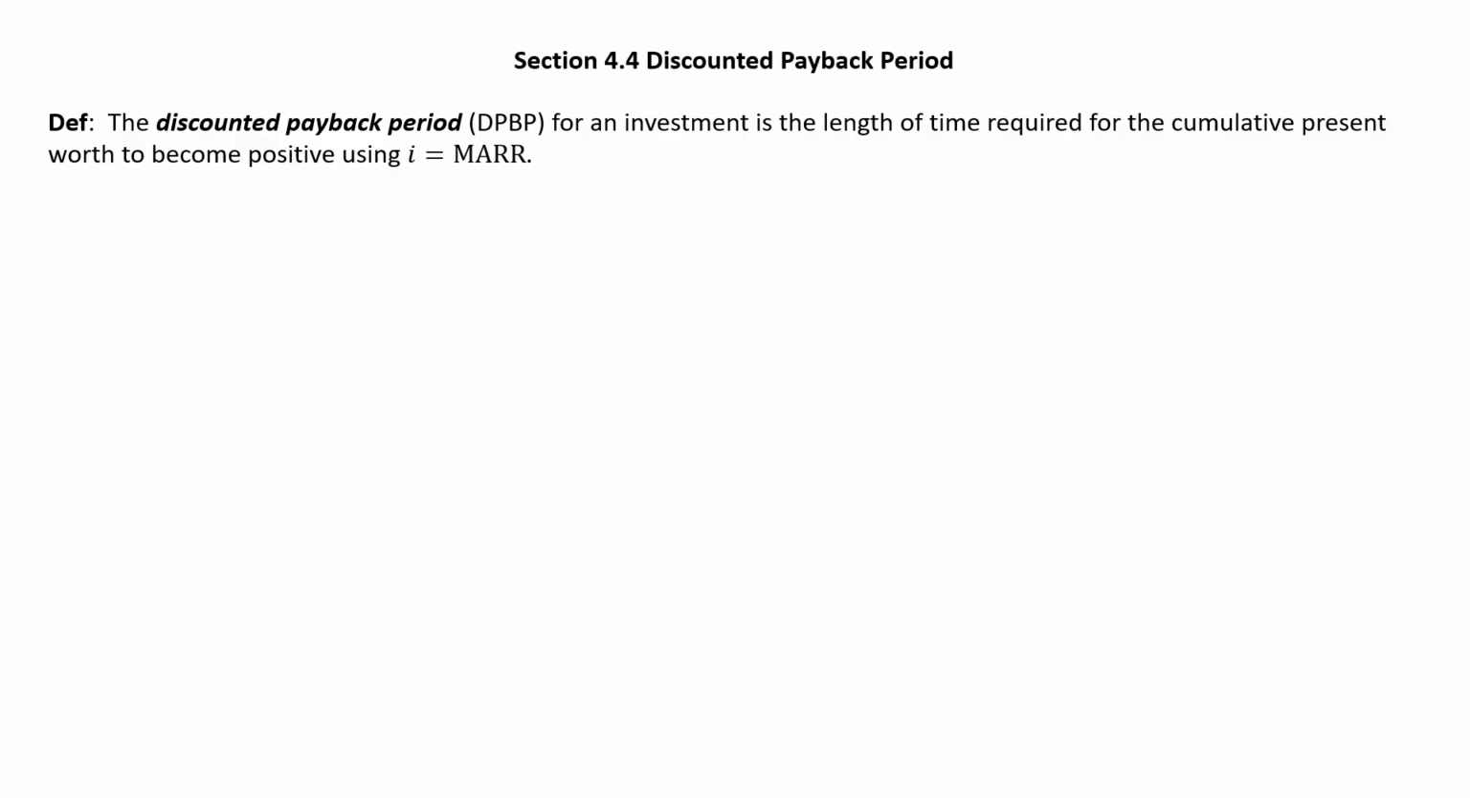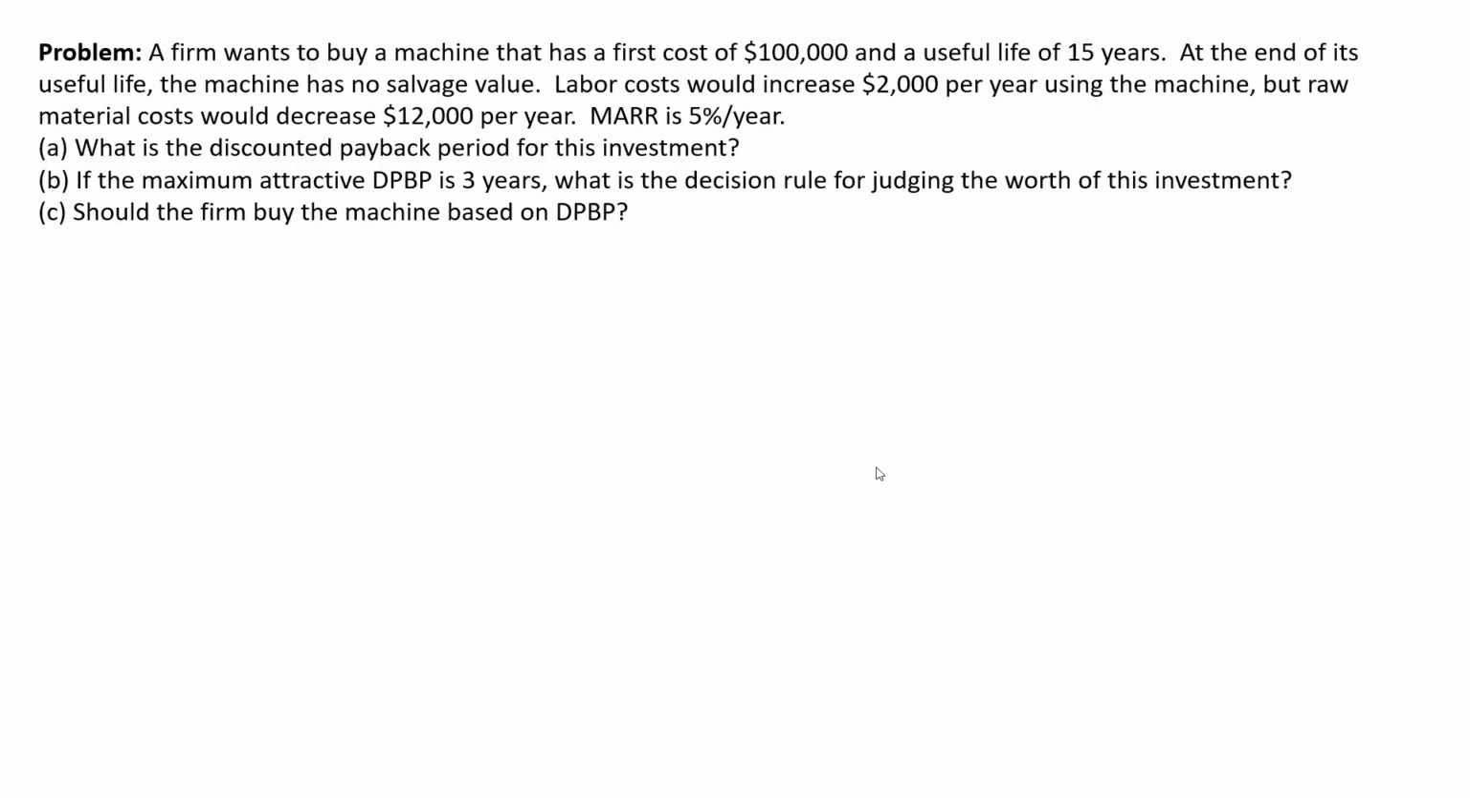But then, if you keep receiving benefits, at some point of time, your benefits will outweigh the cost so that the net present worth will actually become positive. What is the time period? That is the discounted payback period. Okay? With an example, it should become a little more clear.